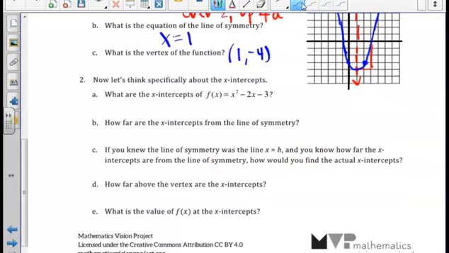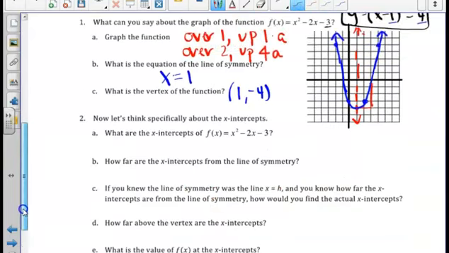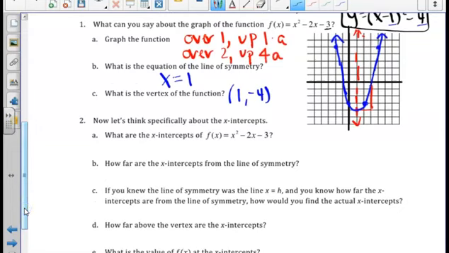So looking at number 2, we are asked what the x-intercepts are for the parabola that we've just graphed. Notice that they are the point negative 1, 0 and the point 3, 0. In part B, we are asked how far the x-intercepts are from the line of symmetry. If we count the units from 3, 0 to 1, we notice that there are 2 units. Likewise, from negative 1 to 1 is 2 units. Therefore, the axis of symmetry to each x-intercept is 2 units.